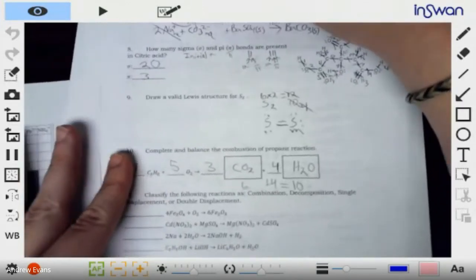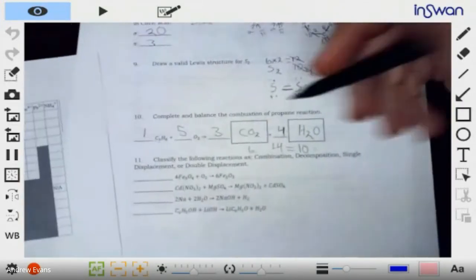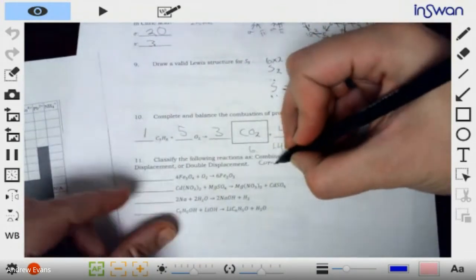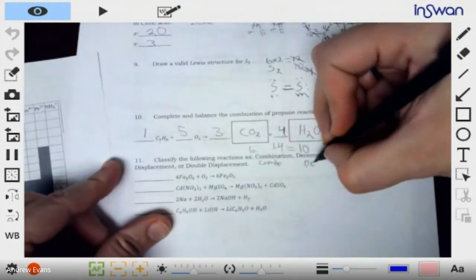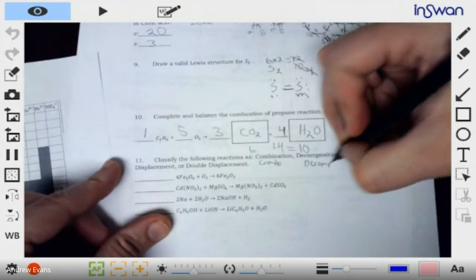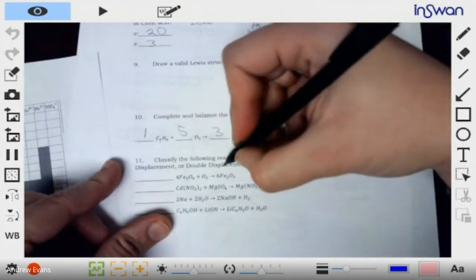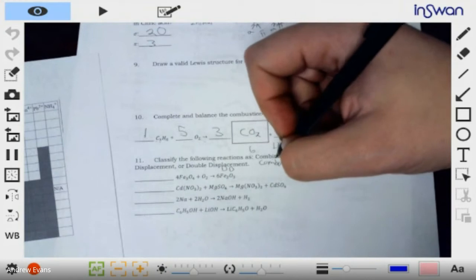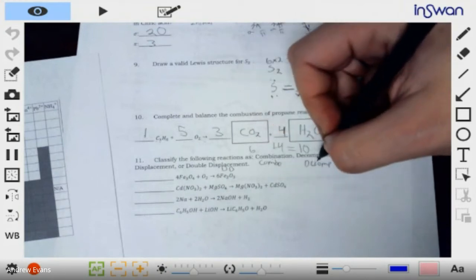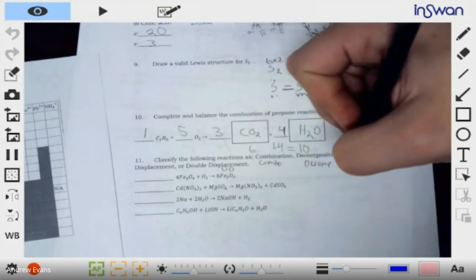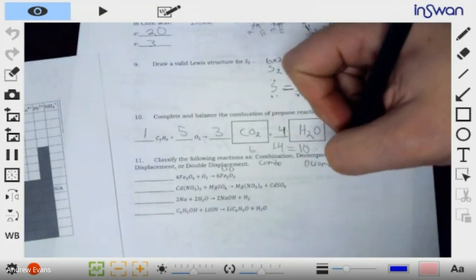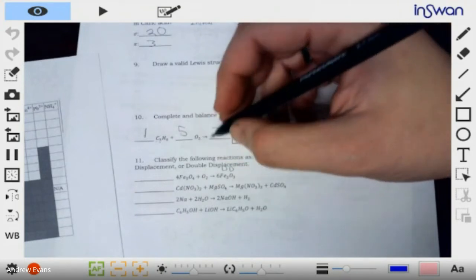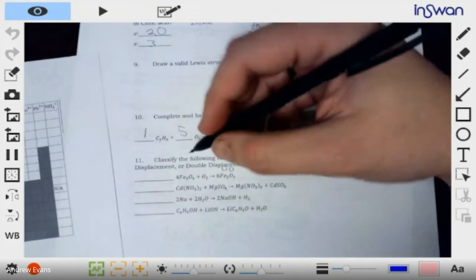And lastly, classify the following reactions as combination, decomposition, single displacement, or double displacement. Combination is when two compounds become one. Decomposition is the opposite. One compound breaks down into two. Single displacement is an element and a compound swap places, and a double displacement is a swap of two compounds.